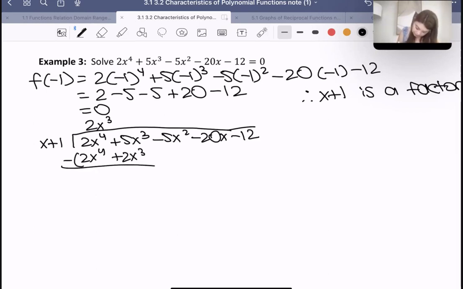And then we're going to subtract. Okay, so we do 2x to the power of 4 minus 2x to the power of 4, which is 0. And then we have 5x cubed minus 2x cubed, which is 3x cubed. And then we bring down the negative 5x squared. Okay, how many times does x go into 3x cubed? Well, 3x squared times.